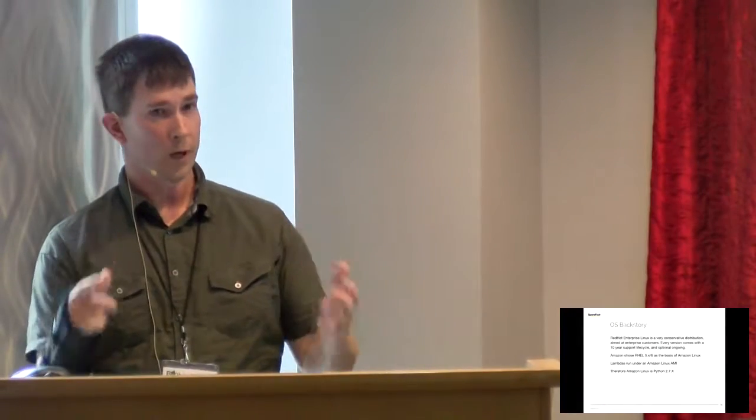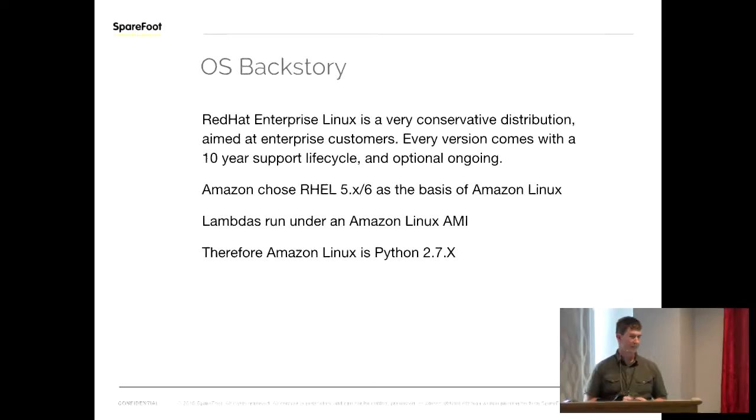So why Python 2.7? This is that story. Red Hat Enterprise Linux is very conservative, based out of the RTP. I don't think that's why it's conservative, but their Red Hat Enterprise Linux comes with a 10-year life support cycle. That's probably why Amazon chose it for the basis for Amazon Linux.